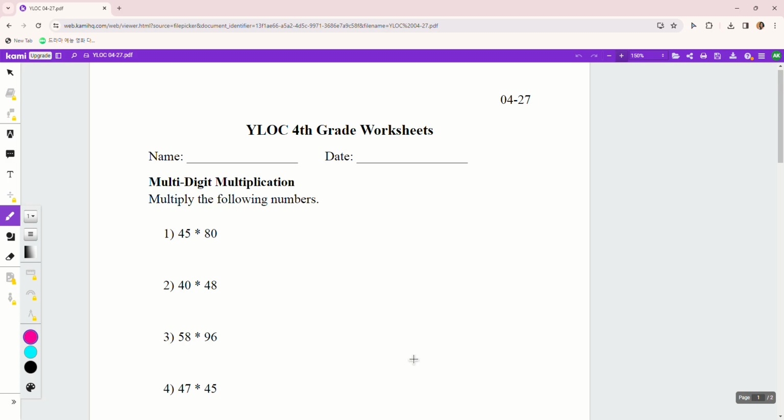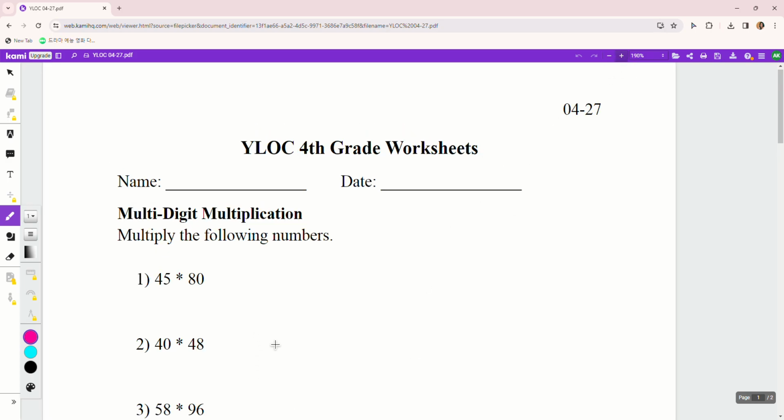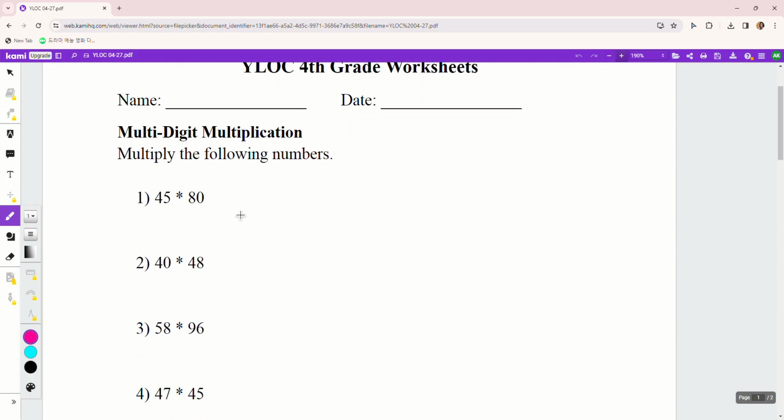So for number 1, it says multiply the following numbers. So for number 1, it's 45 times 80.